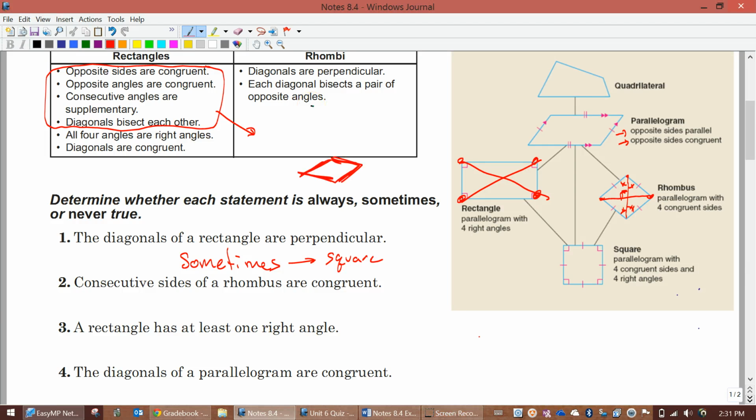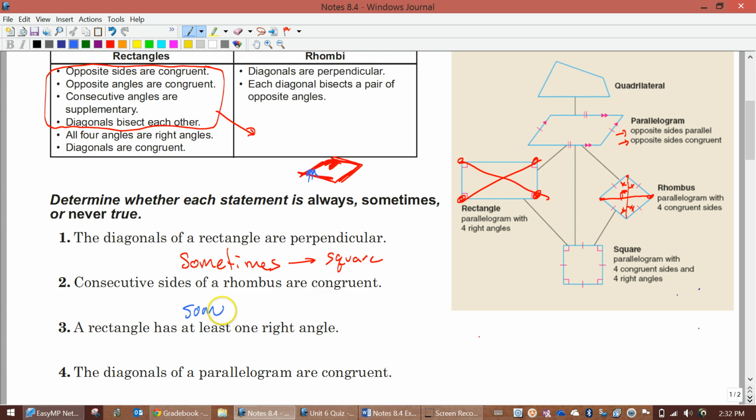That's a relatively skinny rhombus. Okay, assume all sides are congruent. Are those consecutive angles congruent? Is that angle right there the same measure as this angle right there? No. Sometimes it is, though.